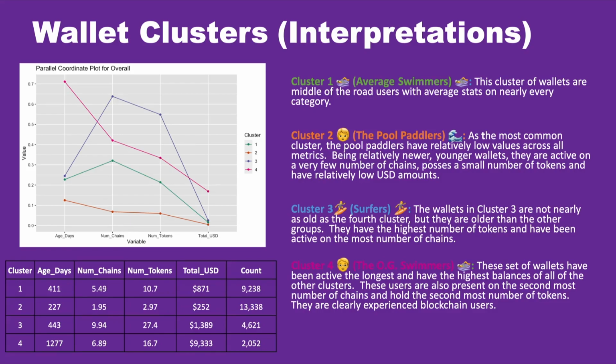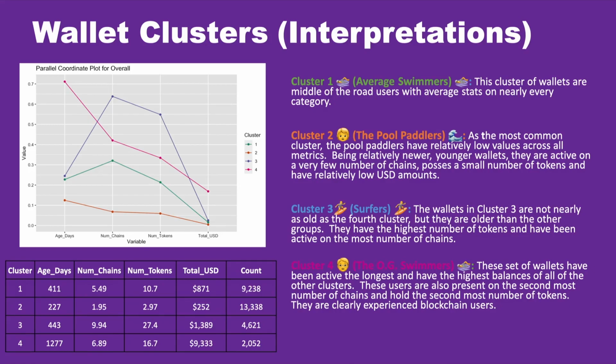So cluster 2 we're calling the pool paddlers. If you look at the table which we've reproduced on this slide, this is the most common cluster. It also has the lowest values across every single metric. It has the smallest average balance, the fewest number of tokens, the fewest number of chains, and the shortest amount of time, which basically implies it's a younger wallet. They've done less activity. They're just getting their feet wet. They're pool paddlers.